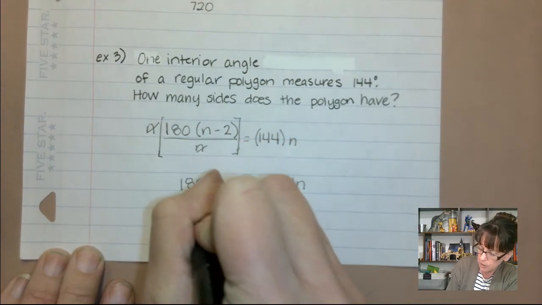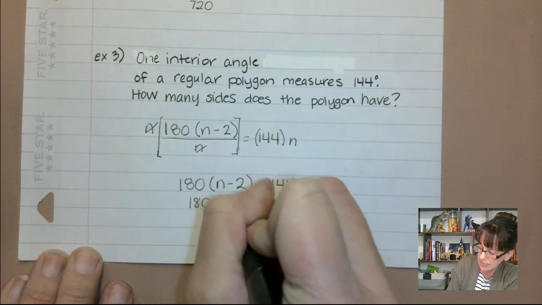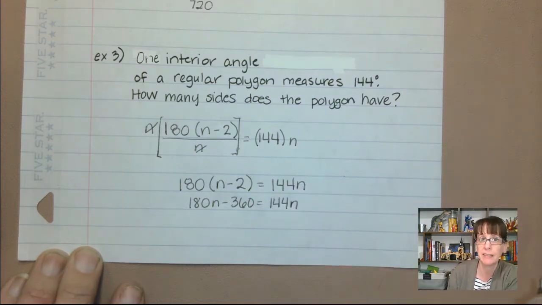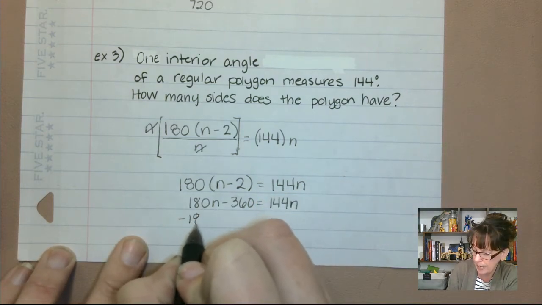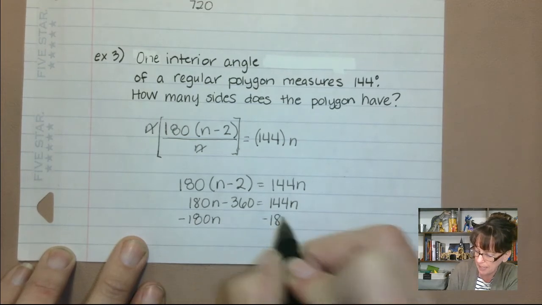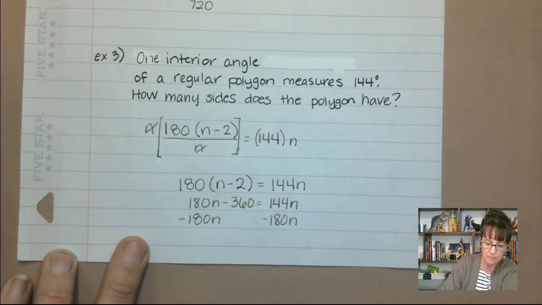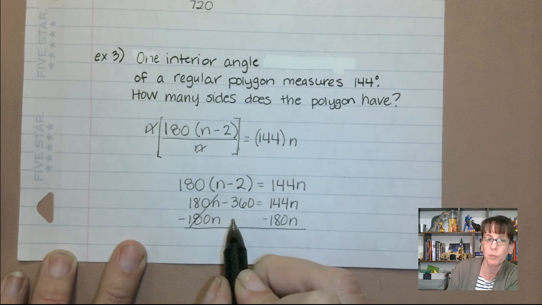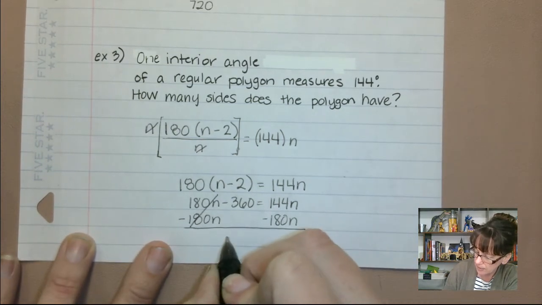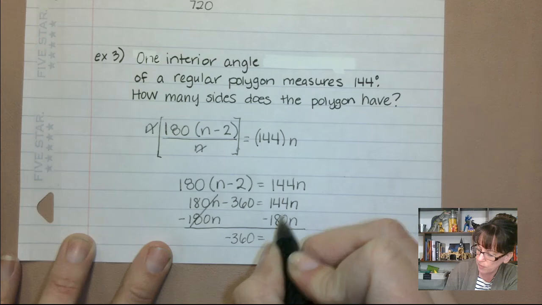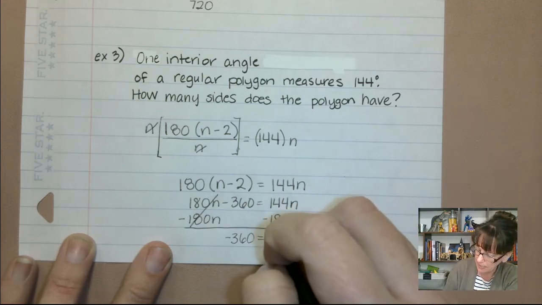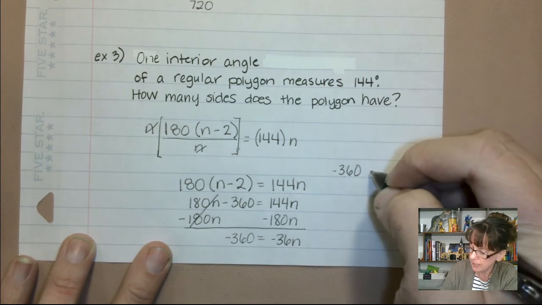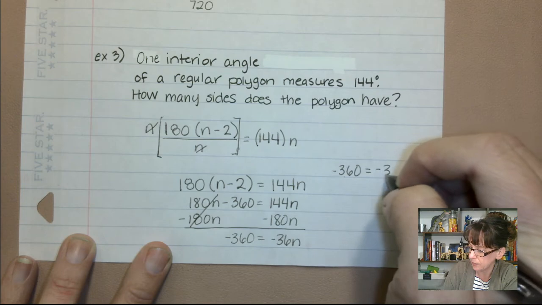All right, from here, we're going to just distribute: 180n minus 360 equals 144n. Okay, at this point, we need to combine like terms. So I'm going to move my 180n over to the other side by subtracting it from both sides. Good, and so at this point, what we can do is cancel these out. So what we're left with is negative 360 equals 144 minus 180, which gives me negative 36n. Let me rewrite that over here. I didn't leave myself enough room. Negative 360 equals negative 36n.